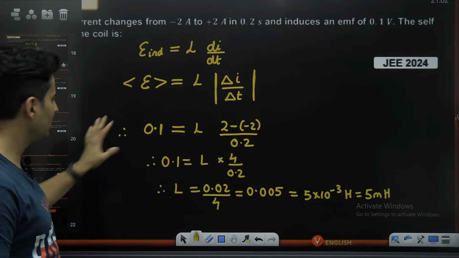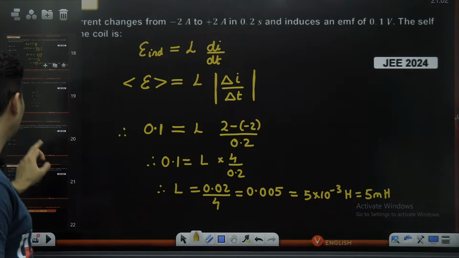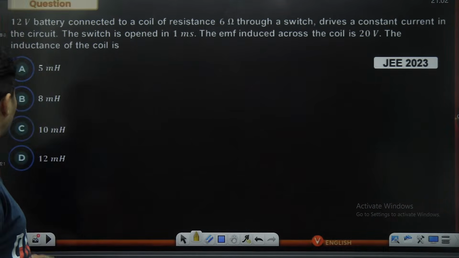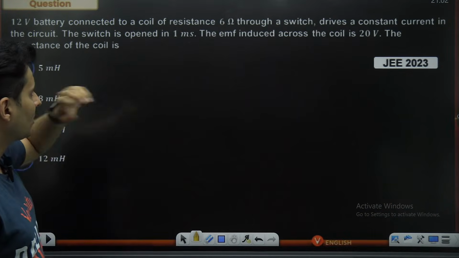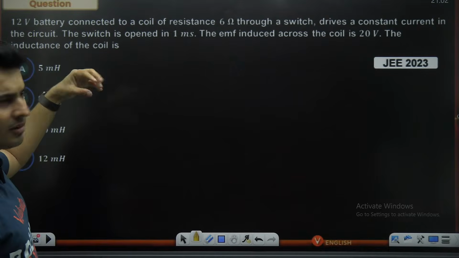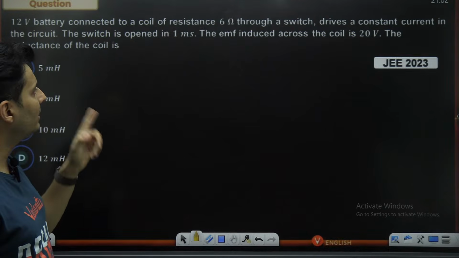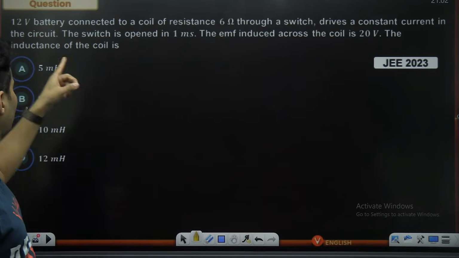Cool, well, brilliant question. But the main concept was this minus minus part. Many kids make that mistake. Wanted to highlight that. Okay, there is some battery which is connected to a coil of some ohms through a switch, which drives a constant current in the circuit. The switch is opened in a very quick interval of time. The EMF induced across the coil is 20 volts. So the inductance of the coil is.